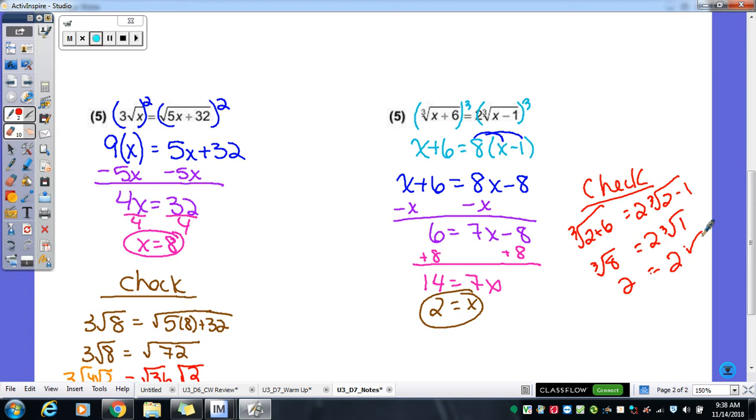Sometimes you'll see some problems that lead to quadratics that you have to factor, and one of them almost always cancels or rejects also.